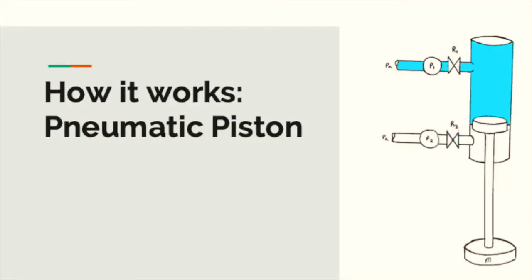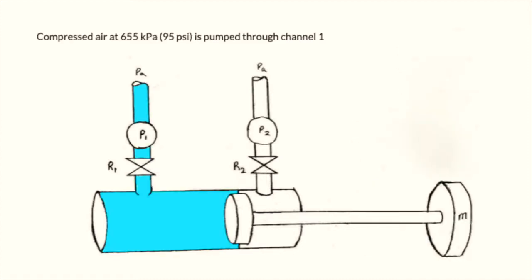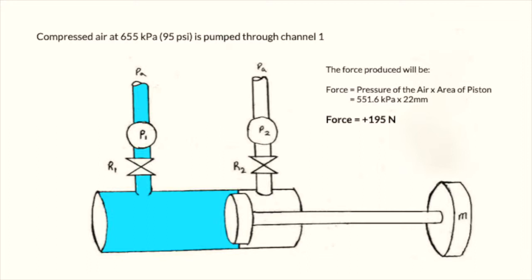How it works, pneumatic piston. So the basic concept behind this pneumatic piston is you have two inlet channels. Compressed air at 95 psi is pumped through channel 1. This in turn drives the piston forward. The force produced by this will be the pressure of the air times the area of the piston.